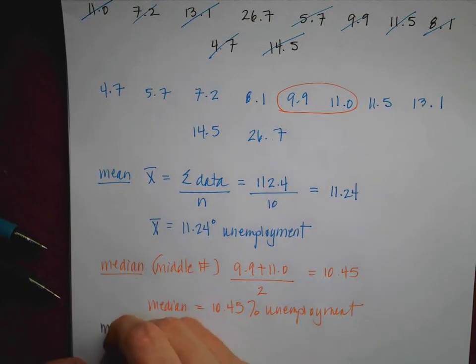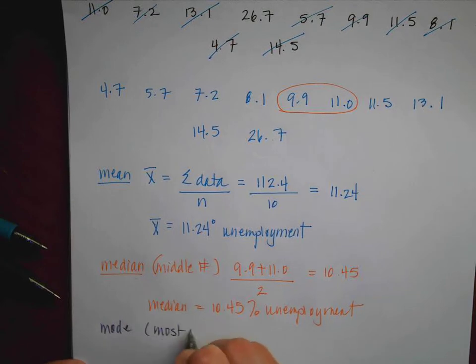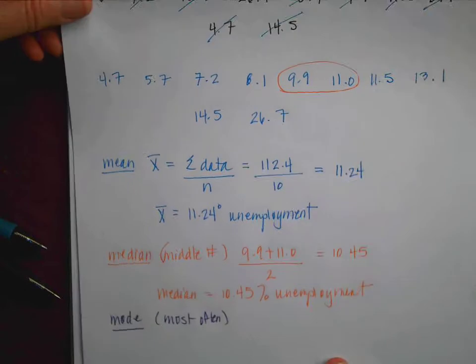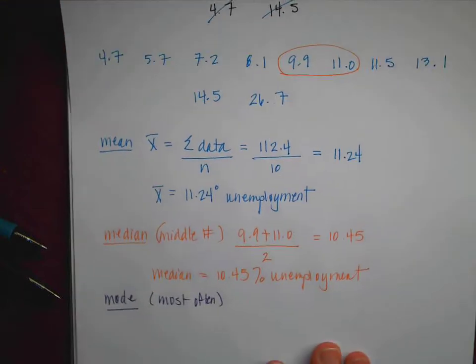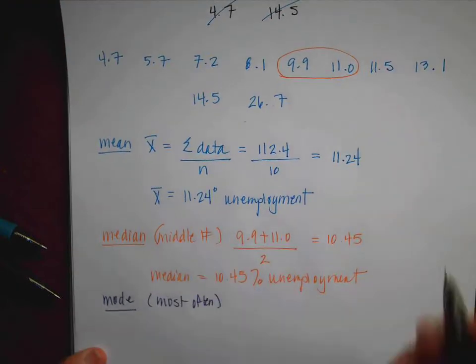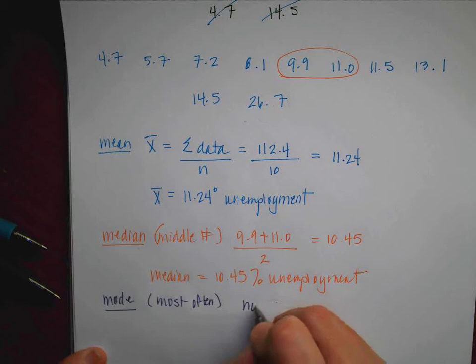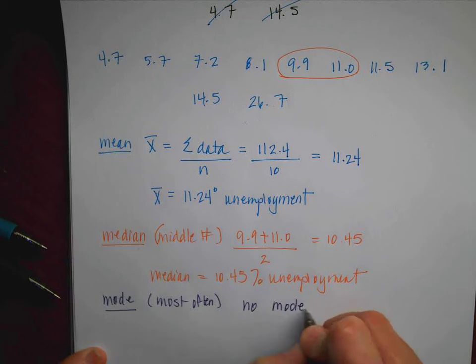Okay, and then the mode would be the last number. So for my mode, remember that's the most often. But if you'll notice on our data, none of the numbers are repeated. They're all single standalone numbers. So we would say that there's no mode, okay?